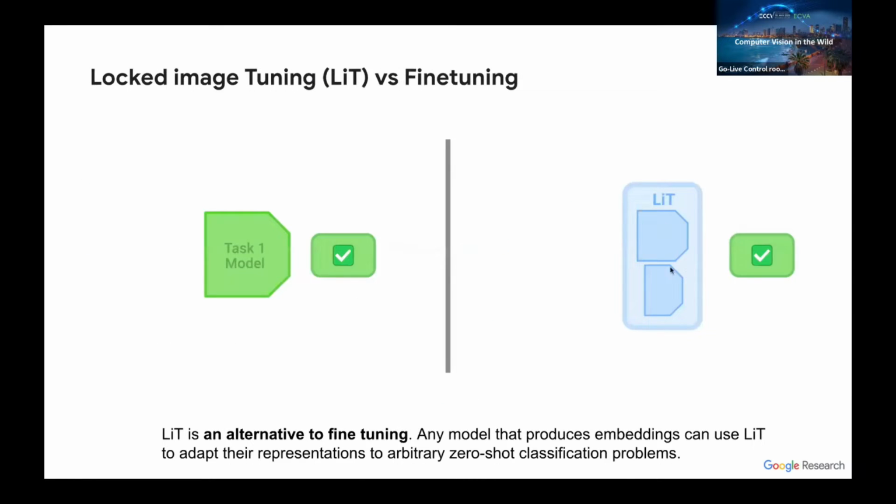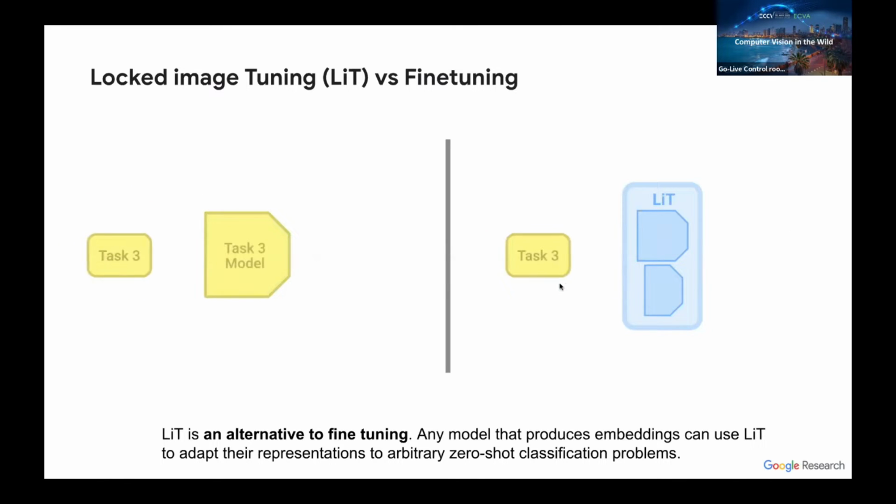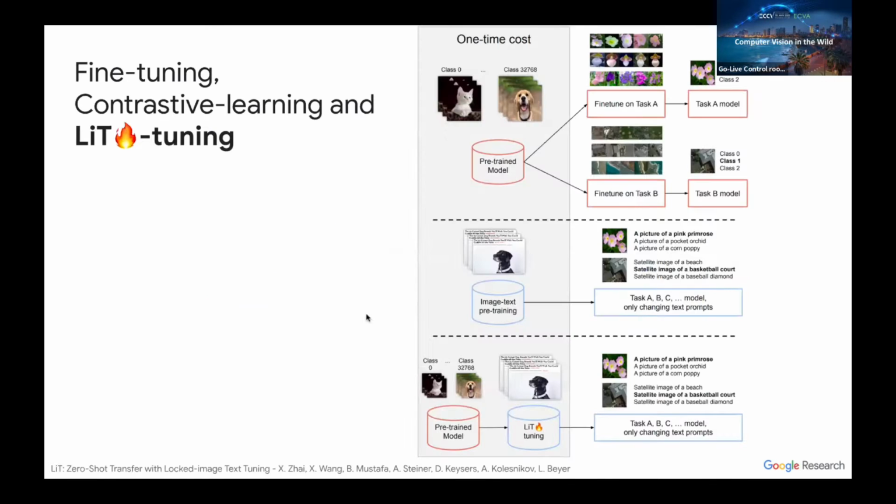This is a comparison of locked image tuning versus fine-tuning. With locked image tuning, it does not need any per-task adaptation. It can be used on any new tasks with text prompting. Just write down your classes, then you get your answer. This is an overview of all three methods I just mentioned. On the top row, it's fine-tuning. You can pre-train the model on a big data set and then fine-tune on each task and get very good quality on different downstream tasks.